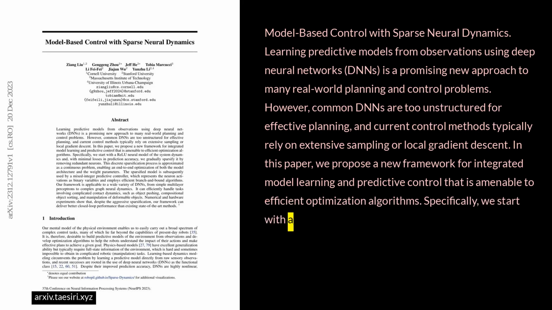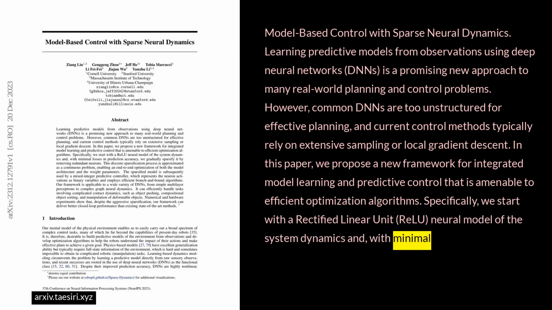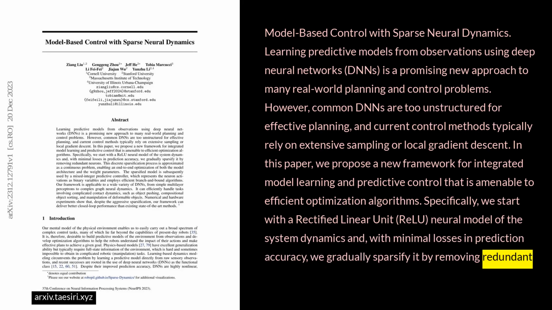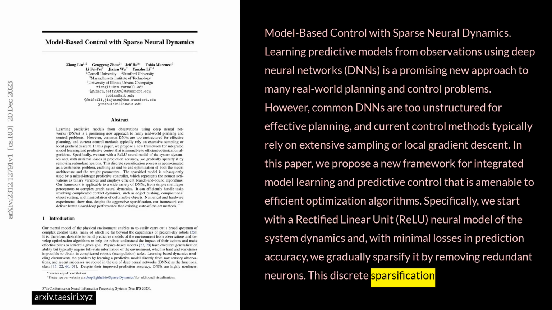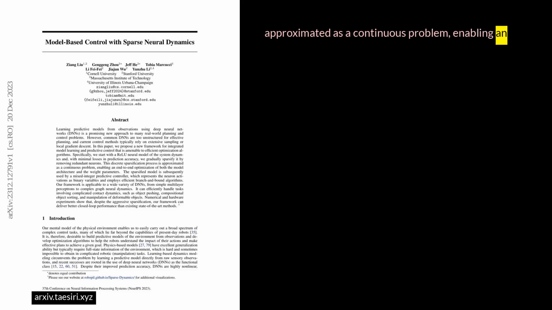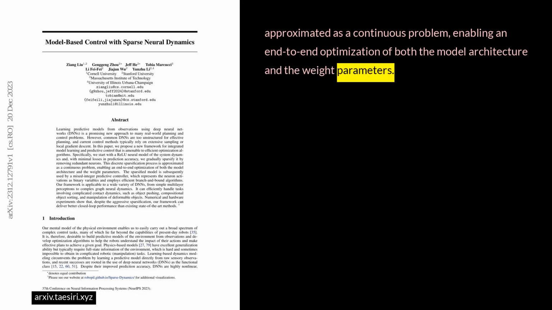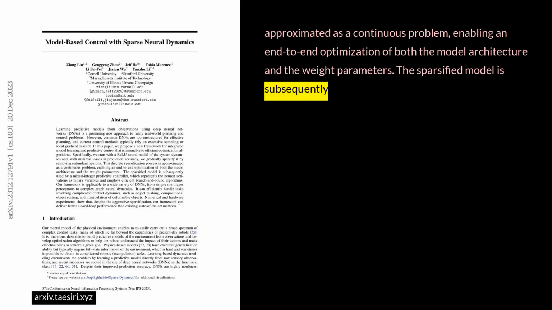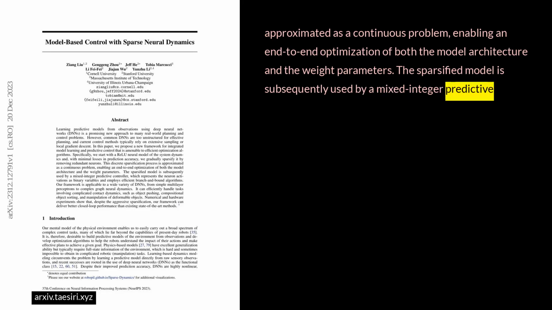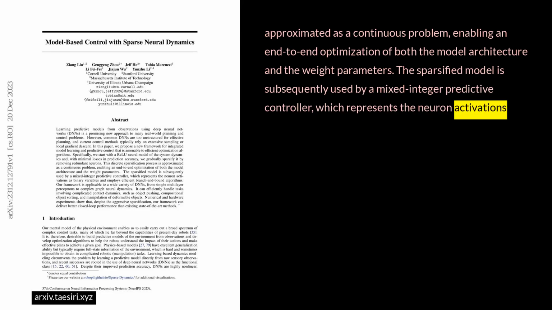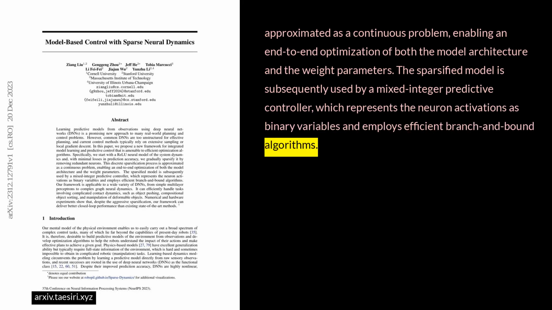Specifically, we start with a rectified linear unit, ReLU, neural model of the system dynamics, and with minimal losses in prediction accuracy, we gradually sparsify it by removing redundant neurons. This discrete sparsification process is approximated as a continuous problem, enabling an end-to-end optimization of both the model architecture and the weight parameters. The sparsified model is subsequently used by a mixed-integer predictive controller, which represents the neuron activations as binary variables and employs efficient branch and bound algorithms.